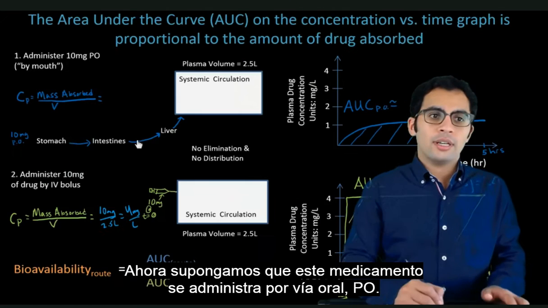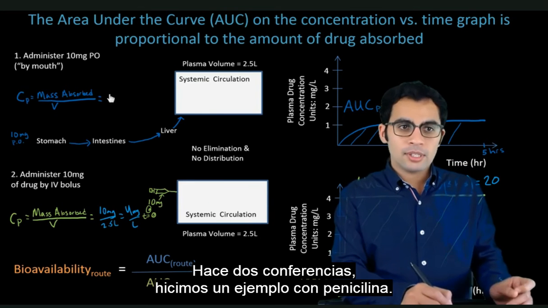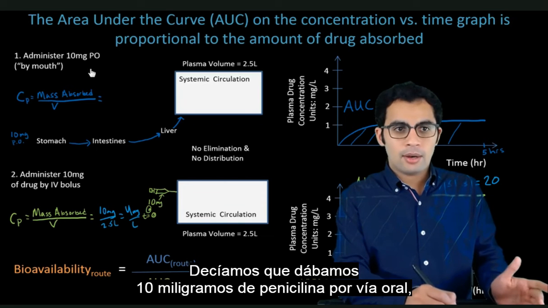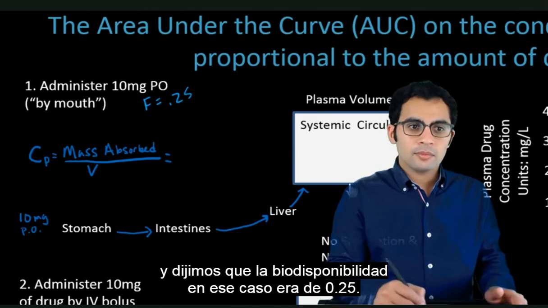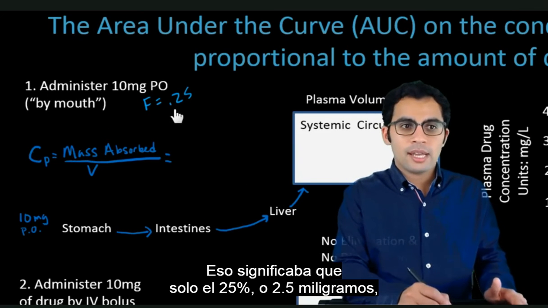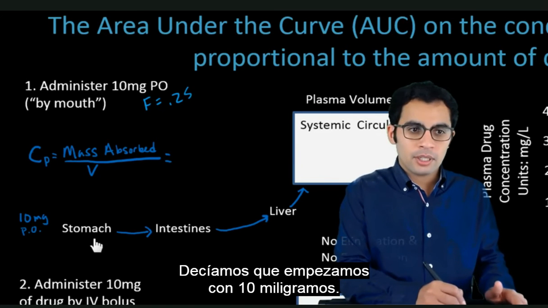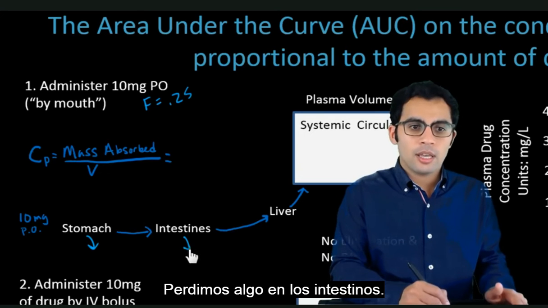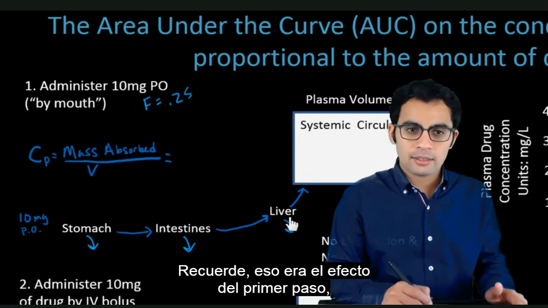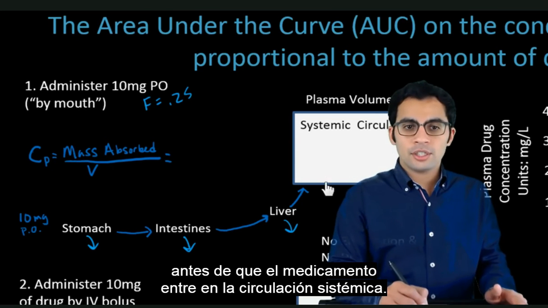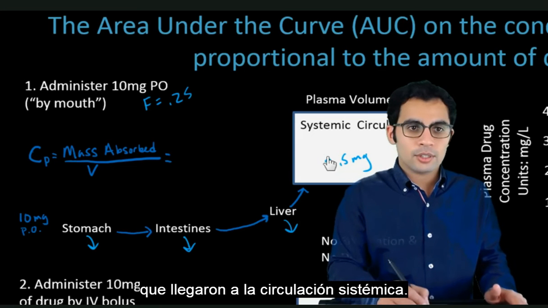Now let's consider this drug given by mouth, PO. From 2 lectures ago we did an example with penicillin. We said we gave 10 milligrams of penicillin by mouth, and the bioavailability in that case was 0.25. So what that meant was only 25%, or 2.5 milligrams, gets into the systemic circulation. We started with 10 milligrams, we lost some in the stomach, some at the intestines, some at the liver. Remember, this was the first pass effect before that drug gets into the systemic circulation. And so here we only have 2.5 milligrams that got into the systemic circulation.